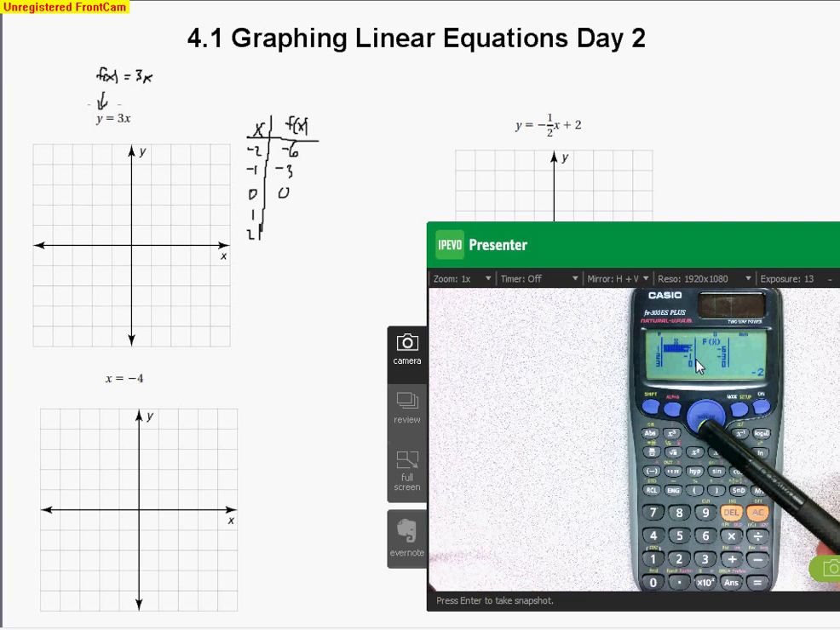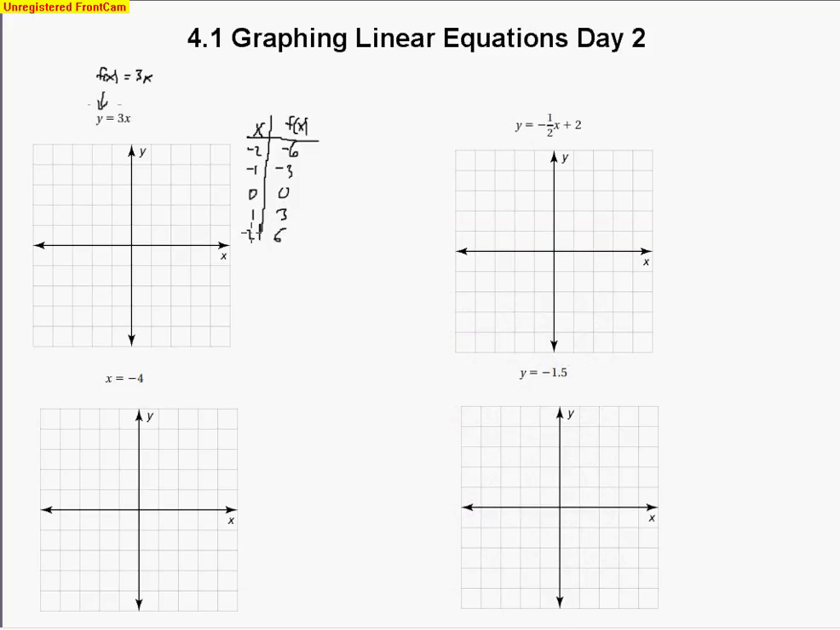And now I am out of points because my screen's too short, so I just need to press the replay button and scroll down. So I scroll down a few times, and I see that the next two values, 1 gives me 3, and then for an x value of 2, I get an f of x value of 6. So I end up putting a 3 here and a 6 here, and then I'll plot these points.